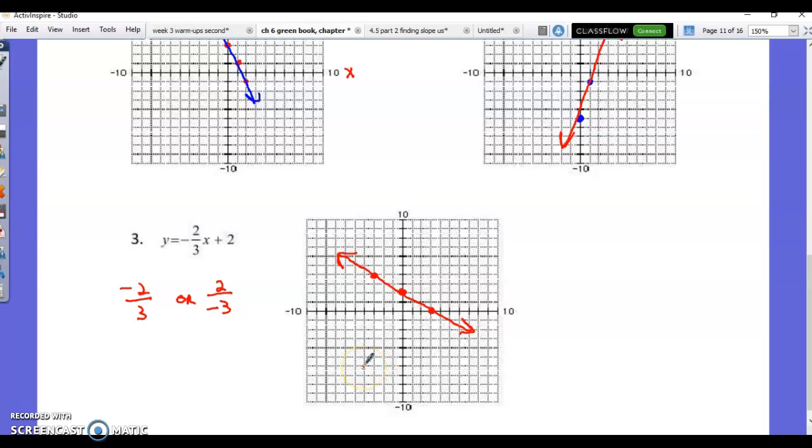So that's how you graph lines that are in slope-intercept form. Much easier than doing a table of values and doing your inputs and your outputs.